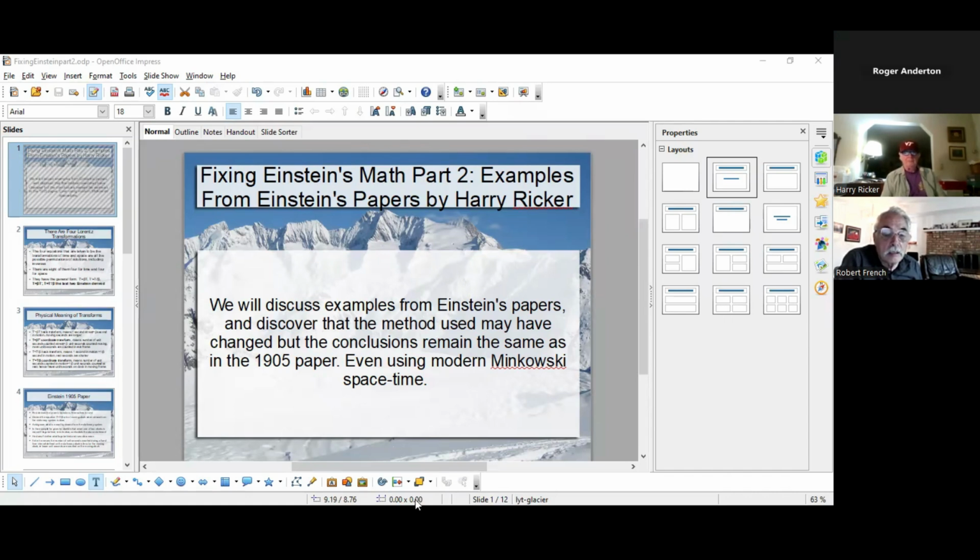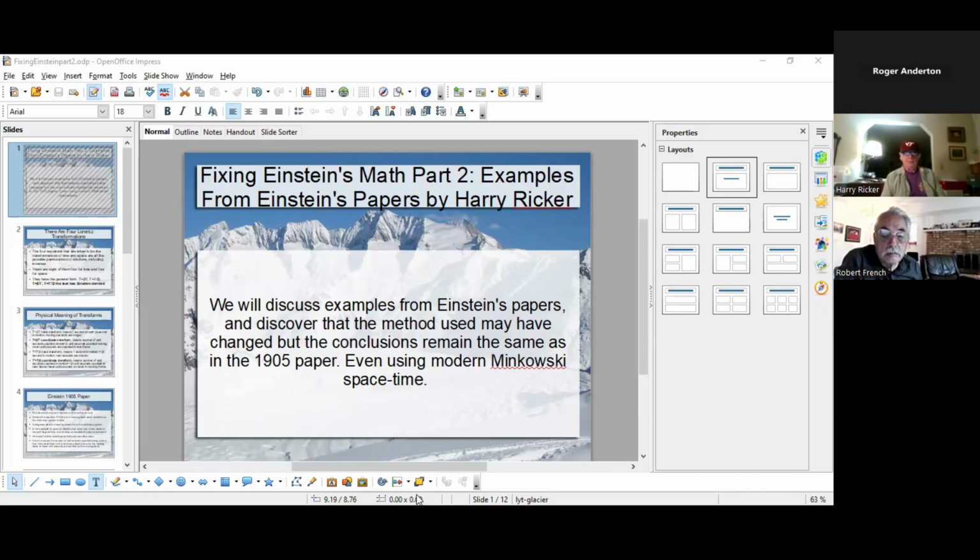I'm going to talk about Einstein's papers and use them as examples of the mathematical procedure that I'm proposing as a way to clarify a lot of what is going on in Einstein's mathematics. And hopefully, if I can continue on, talk a little bit about the twin paradox and a lot of the confusing issues that crop up.